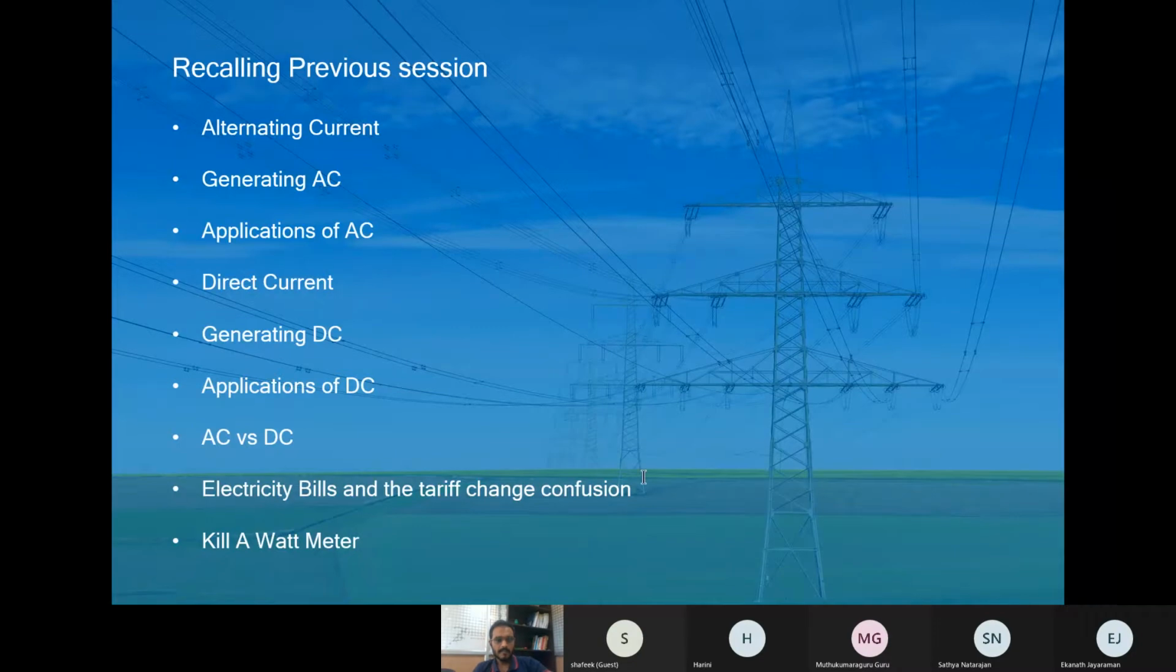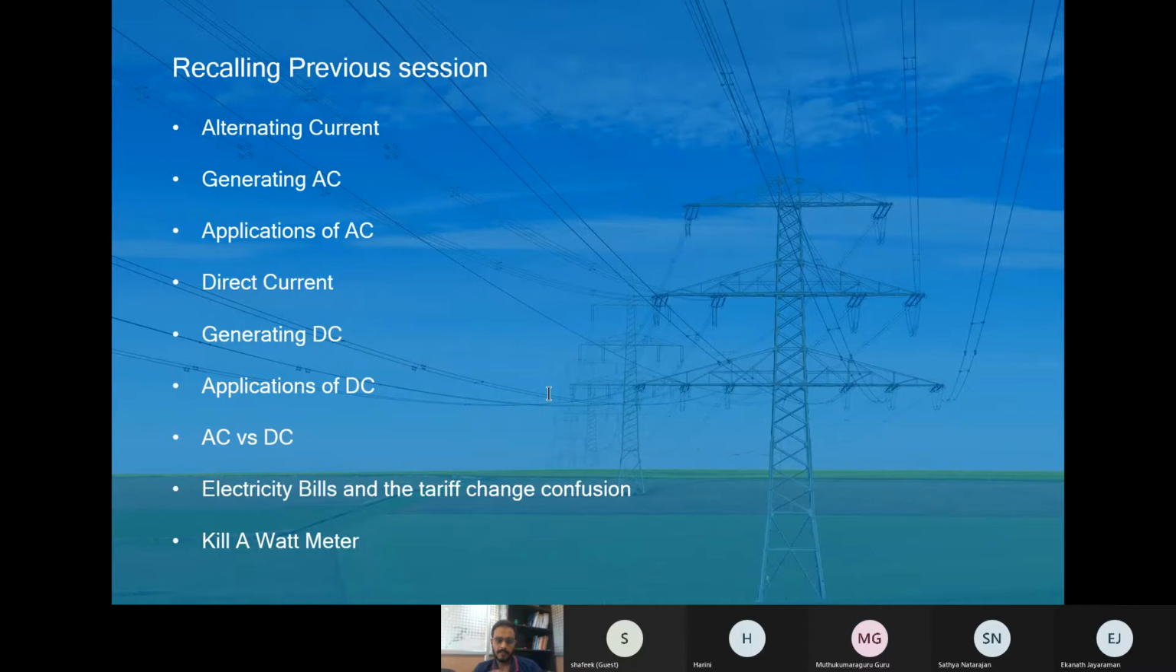So now let us take some time and recall the topics that we covered in the previous episode. We learned some concepts on alternating current, how to generate it, and applications of direct current, how to generate it, etc. Alternating current describes the flow of charge which changes direction periodically. We have seen the generation of AC as well.